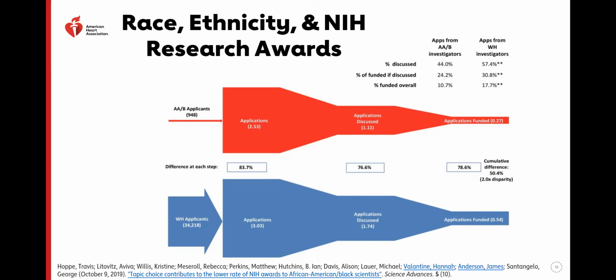Finally, this analysis shows that all 3 of the factors that underlie the funding gap, preference for some topics over others, assignment of poorer scores, and the decision to discuss an application, revolve around decisions made by peer reviewers.